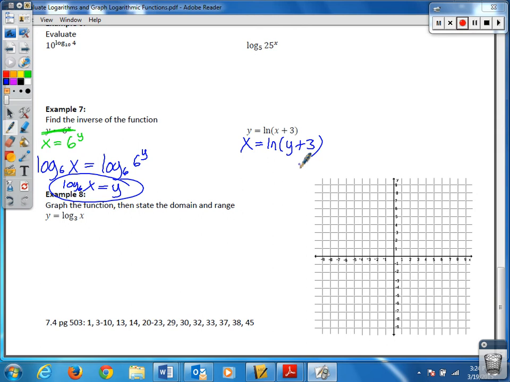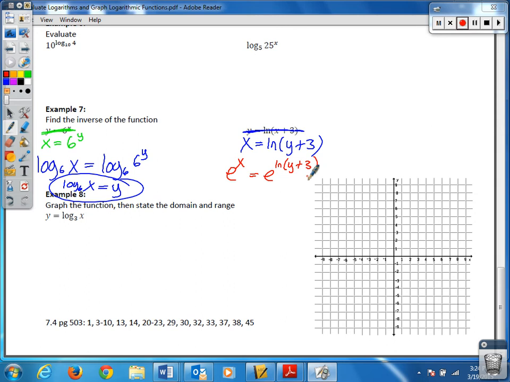And then what we want to do is solve for y. Okay, so we have the natural log, which is base e. So if we raise each of these sides as an exponent of e, then the natural log and e will cancel out. So we can do e to the left side, and then e to the right side.